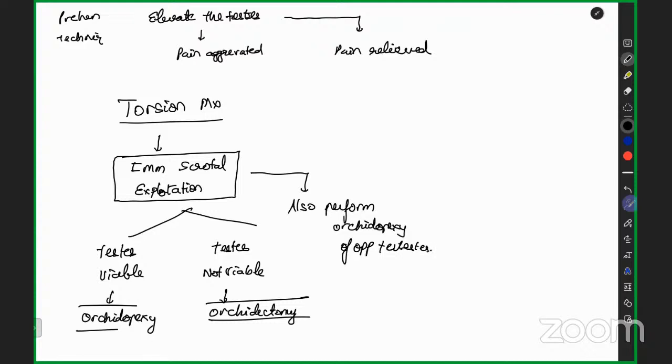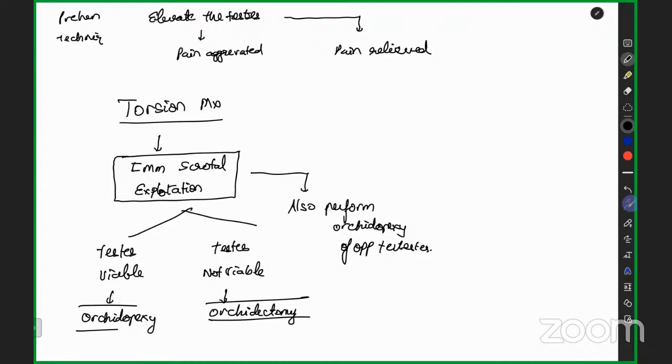Should I repeat? You are going to do maneuvers to gain the length. Processus vaginalis is identified, separated and then ligated. Covering of the spermatic cord is going to be divided. Lateral fibrous band just inside the internal ring is divided. This is called as orchidopexy.